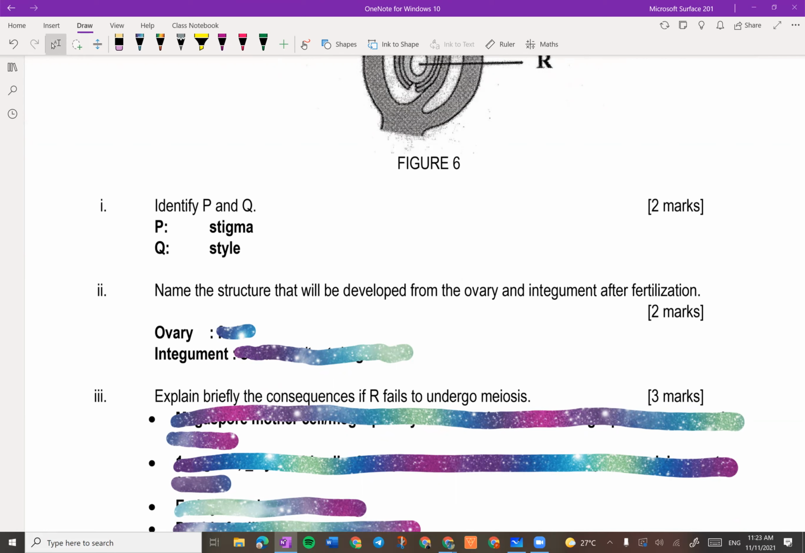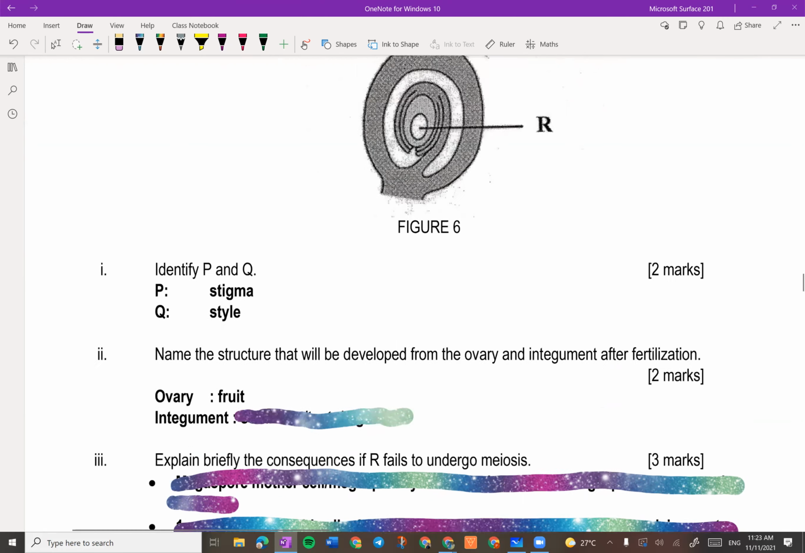Name the structure that will be developed from ovary and integument after the fertilization. So ovary jadi apa? Okay, so dia akan jadi apa kan? Okay, so ovary jadi apa? Fruit, well done. So integument jadi apa? Integument kat mana?